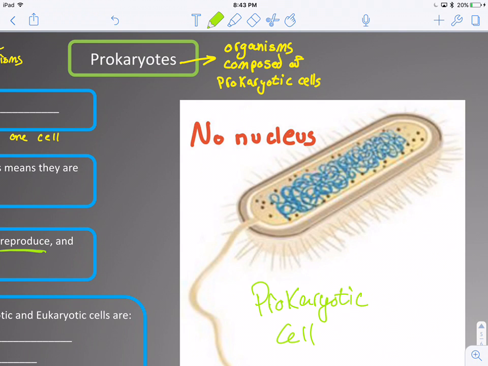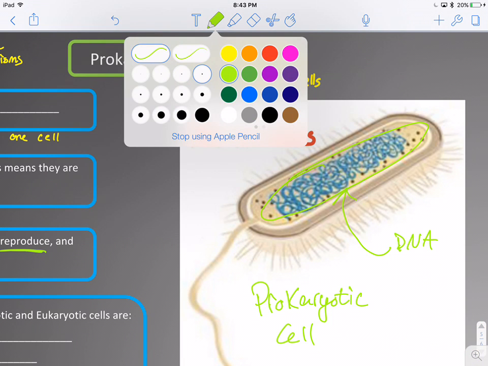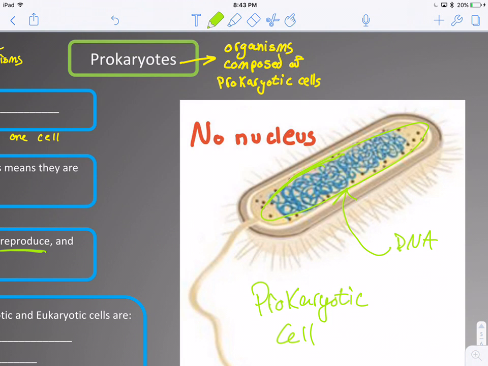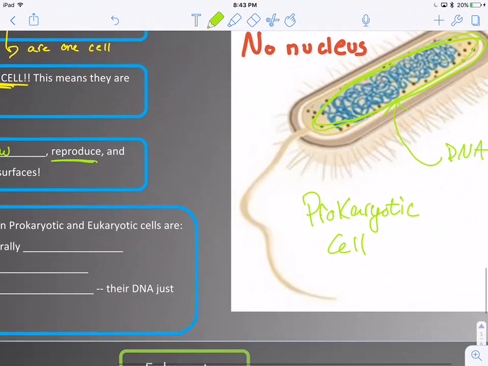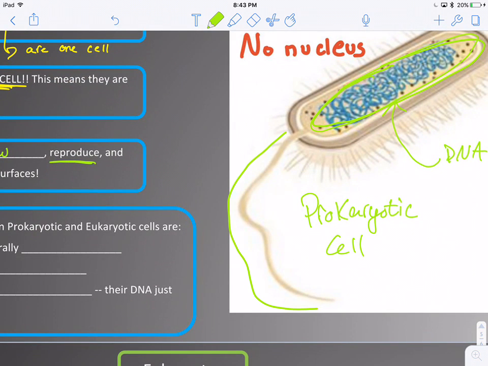And what you'll notice is that the DNA is the blue stuff that you see all throughout the cell. This is the DNA right there. And notice that it's not in a nucleus. It's just spread throughout this cell. And you'll also notice that it has this cool little tail structure going on there. That's what helps it swim through water and glide across surfaces.